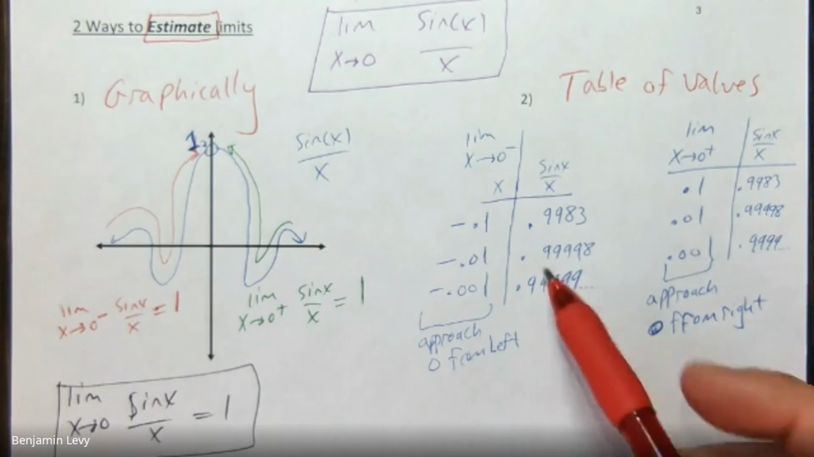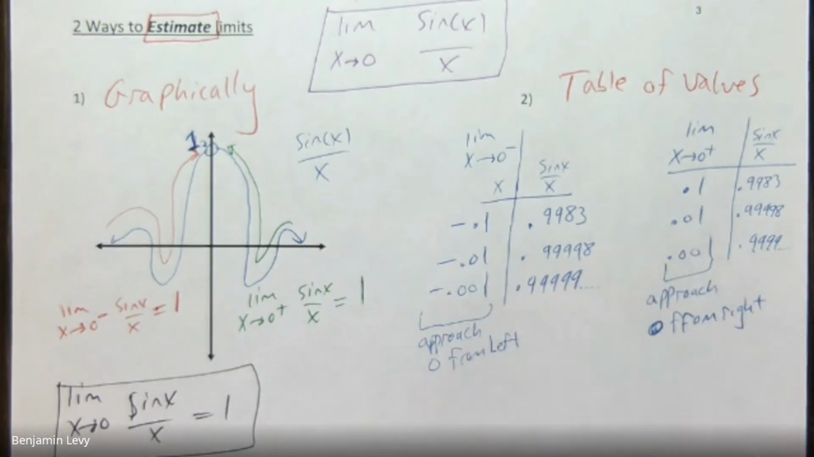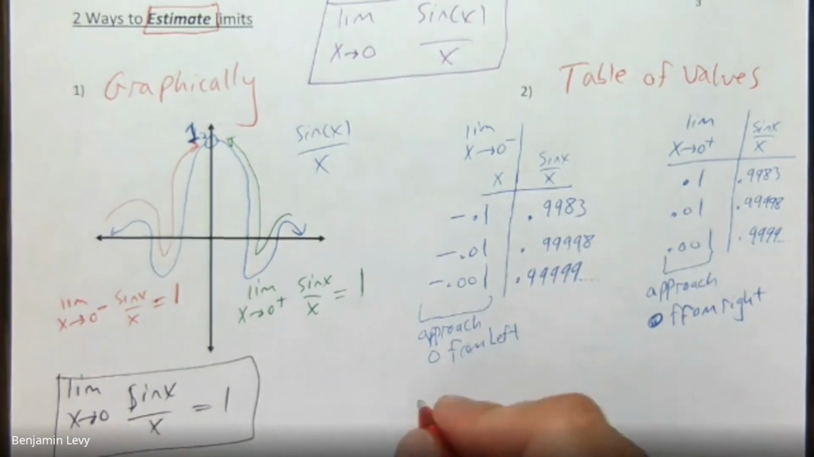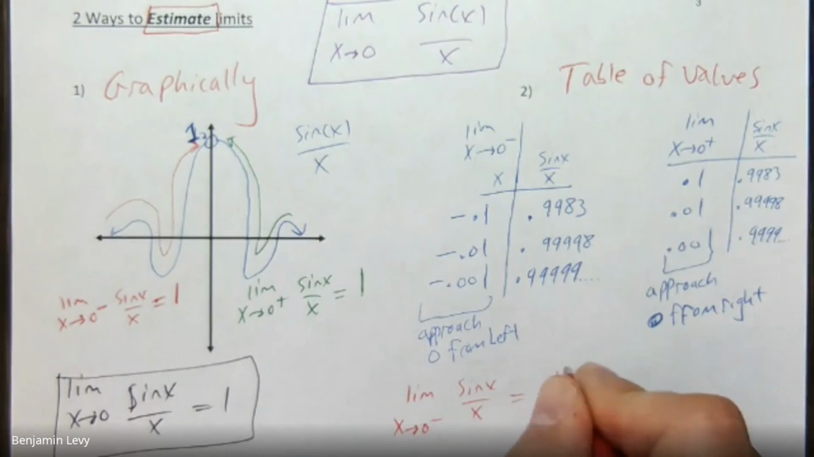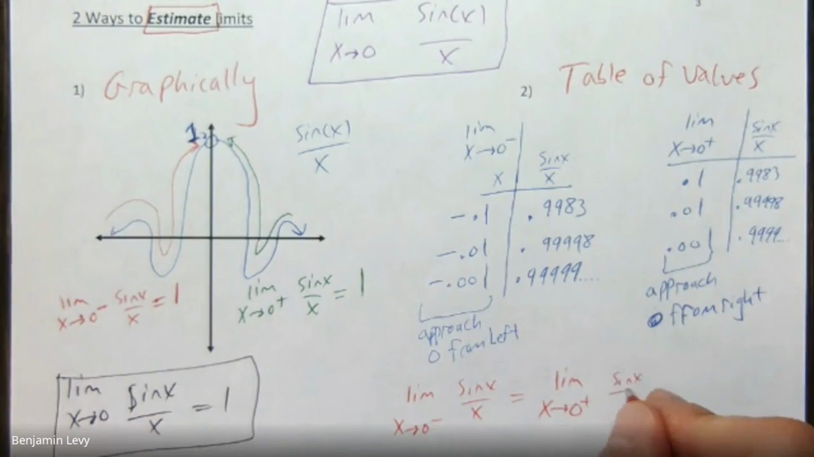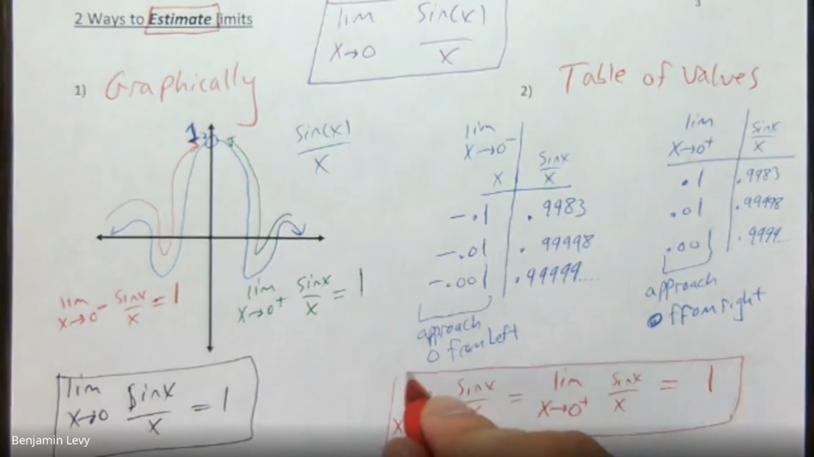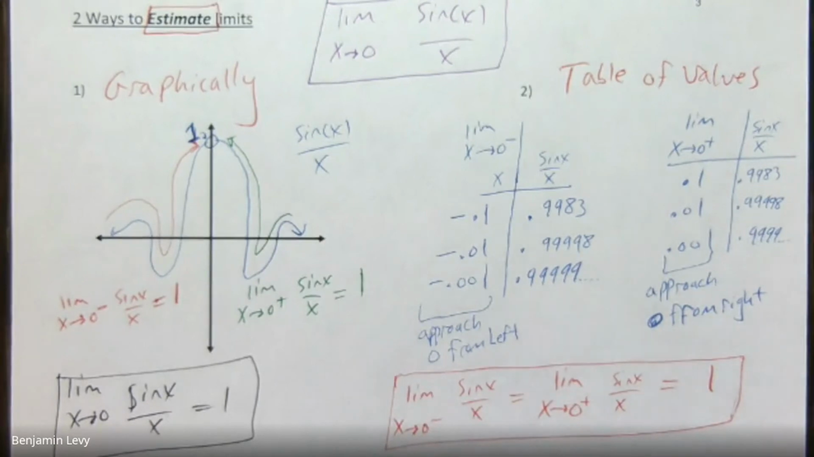So based on these two tables, I see that the left-hand limit and the right-hand limit are the same. And so that means the limit itself exists and equals 1. Allow me to pause. Thoughts at all?